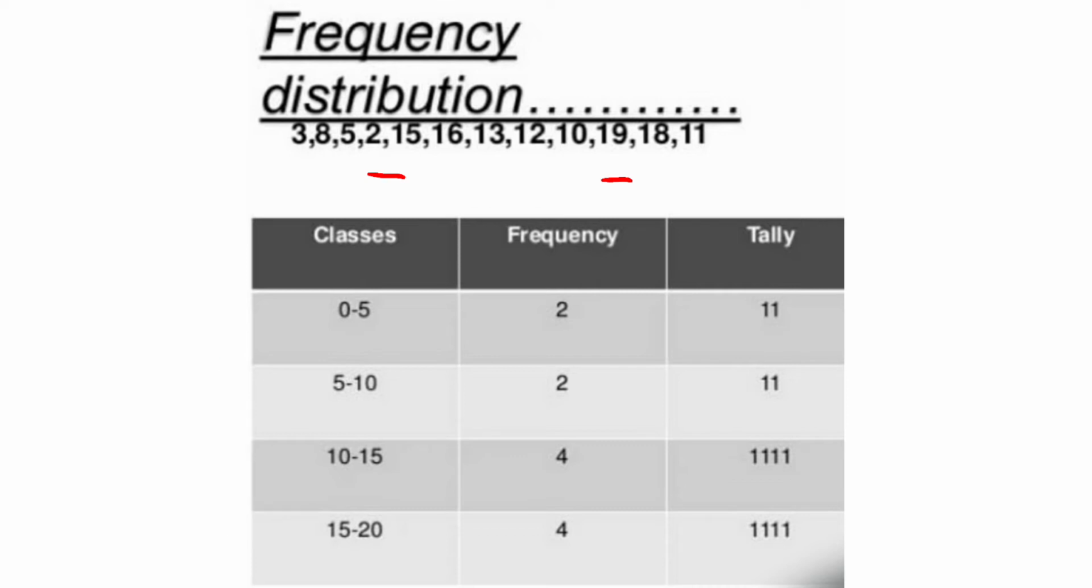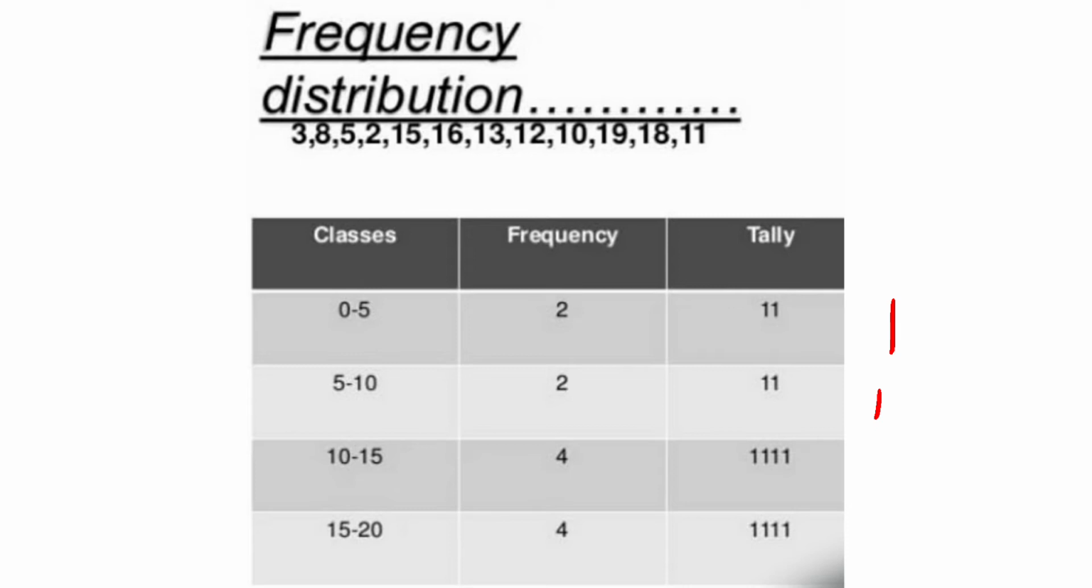Now what you have to do? For each value, you have to see where it falls. So 0 to 5: the first value is 3. Where does it fall? Yes, it falls in the first class. Next is 5. Where does 5 fall? Next is 8. 8 falls in the second category, so you put the tally in the second category.